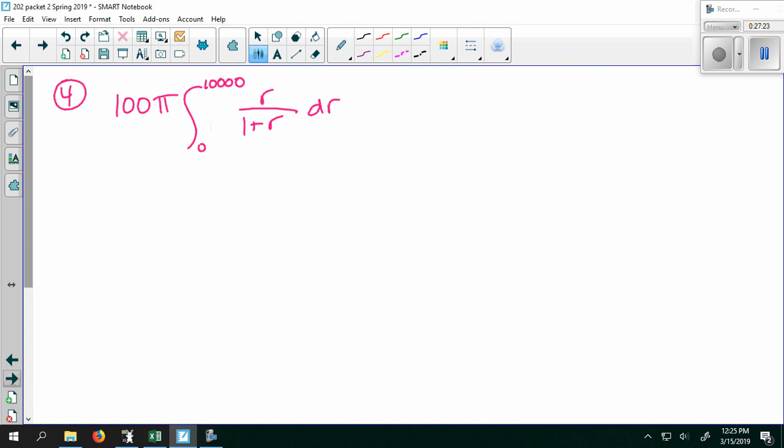Number 4. I pulled the 100 pi constant out of the integral, and I need to integrate r over 1 plus r. So you were given a hint in number 6. It says you can rewrite r over r plus 1 as 1 minus 1 over r plus 1. So I've still got my 100 pi here, and this is the integral from 0 to 10,000. And instead of r over 1 plus r, I'm going to rewrite that as 1 minus 1 over r plus 1.